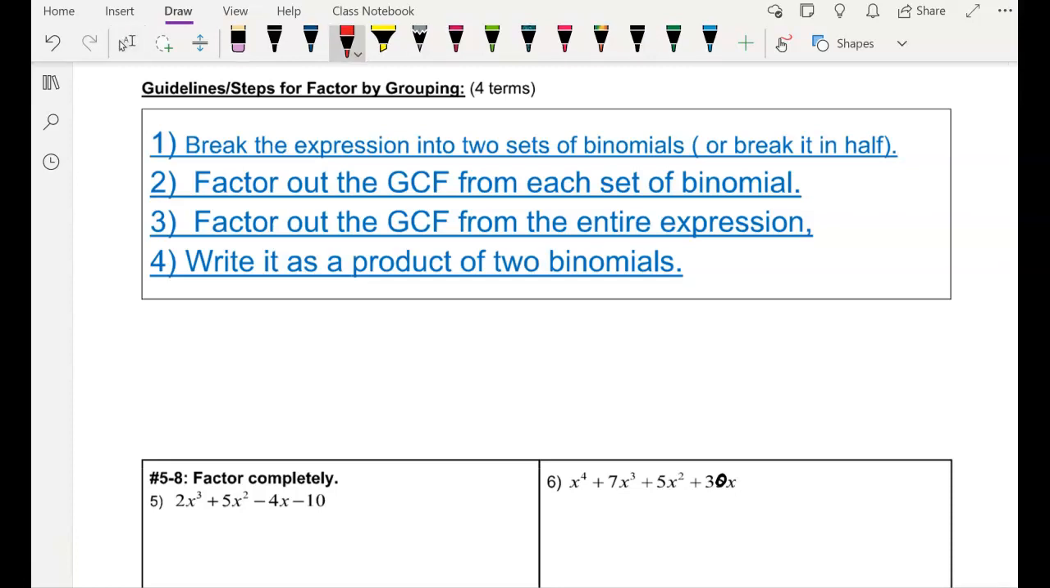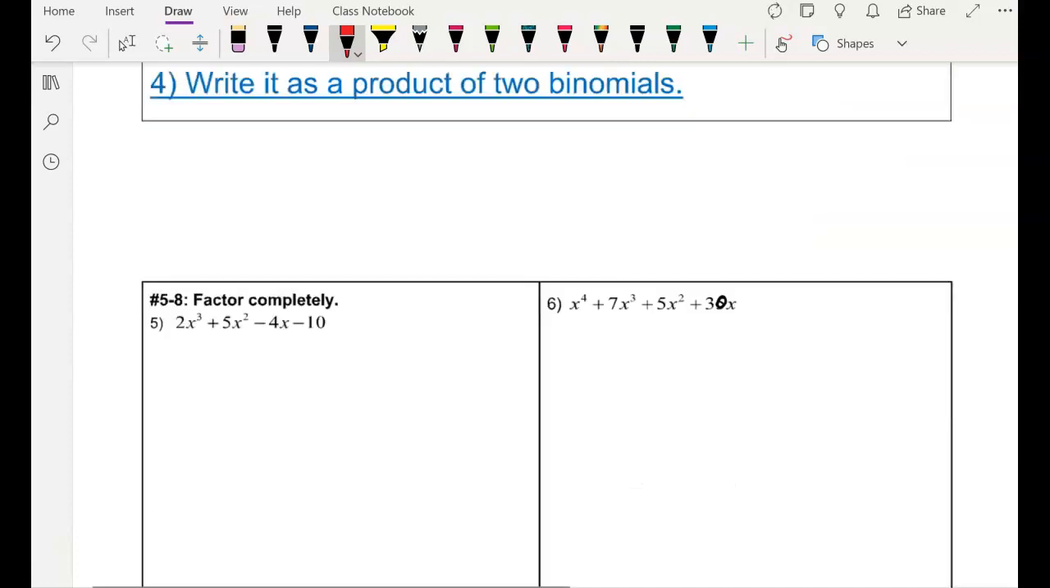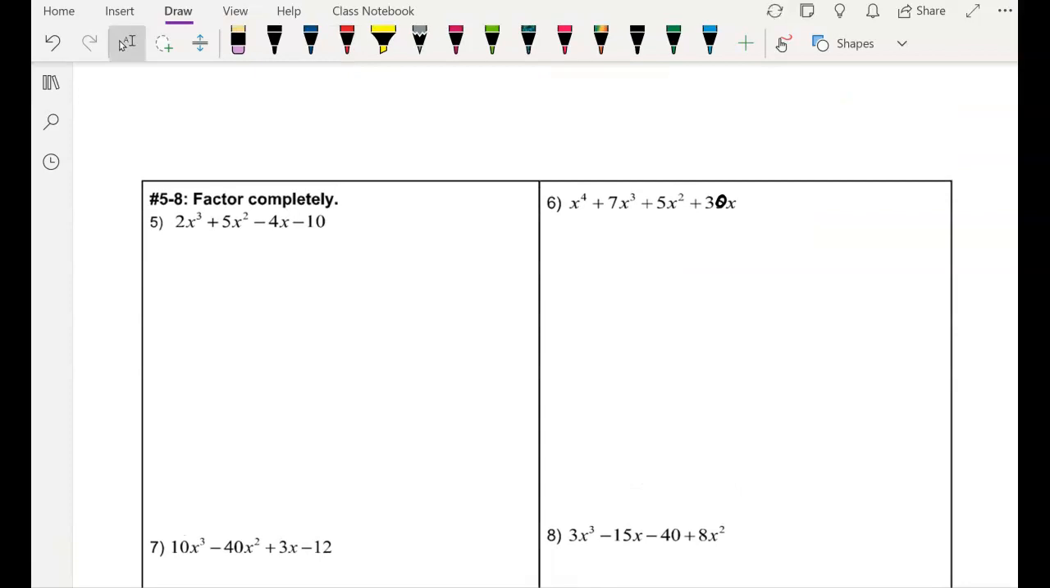Now, start this after, guys. Check the GCF. Check factor GCF from the entire expression first. Entire expression first. So let's go and try example 5 to 8.